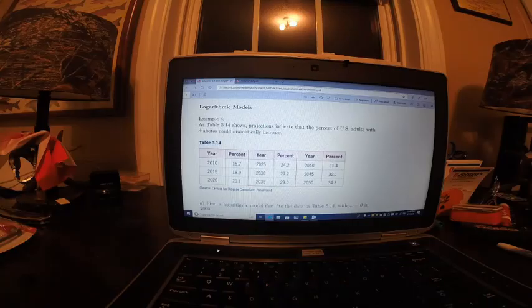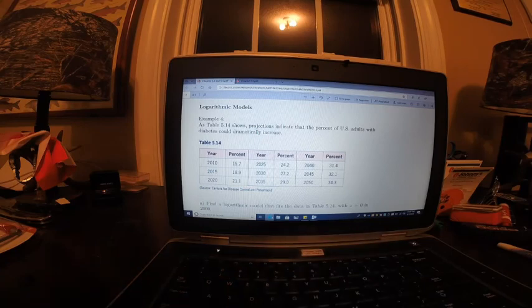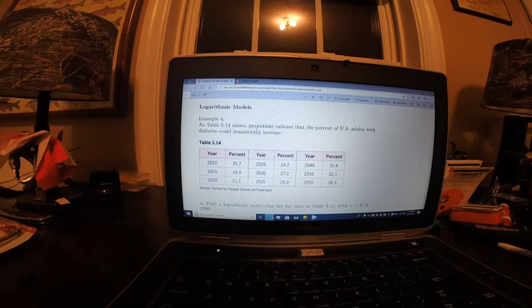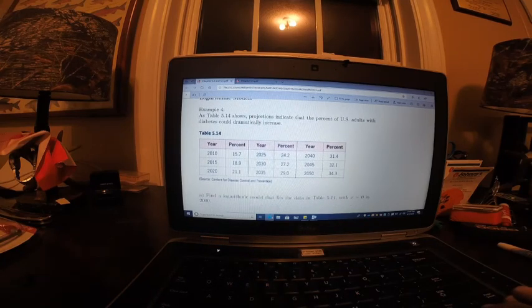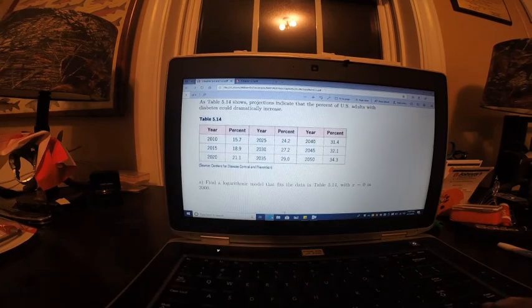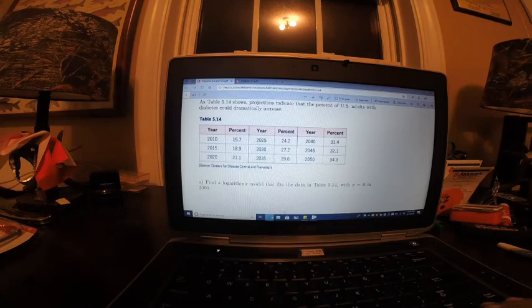So if we're doing exponential models, we're also going to wind up doing logarithmic models. They kind of go hand in hand. Example 4 says, as table 5.14 shows, projections indicate that the percent of U.S. adults with diabetes could dramatically increase. So we have our table here. A says find a logarithmic model that fits the data in table 5.14 with x equal to 0 in 2000.